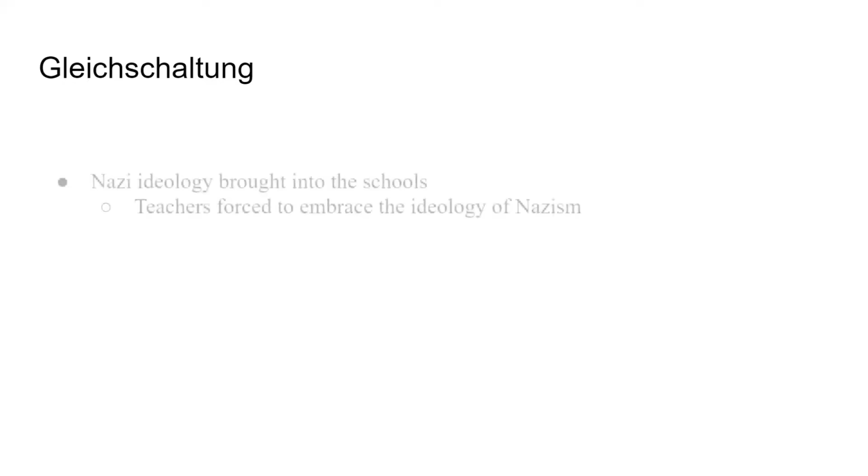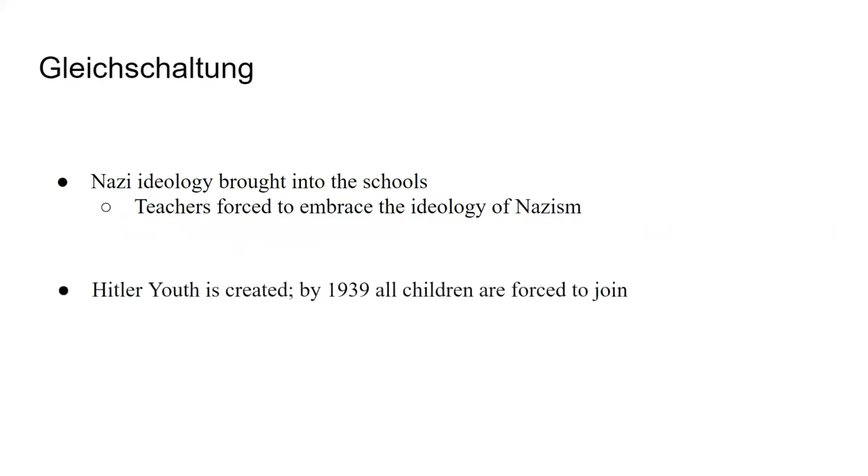Okay, now that Hitler had purged the Nazi Party of any potential rivals and had established his political control over Germany, he wanted to take control of the culture. His control of the culture became known as Gleichschaltung. Sorry if I butchered that pronunciation. So he brought the Nazi ideology into schools in order to indoctrinate the children, and teachers who were not Nazis lost their jobs. He created the Hitler Youth, which was basically like Boy Scouts, but indoctrinating children in Nazism. By 1939, well into his reign, all children were forced to join.